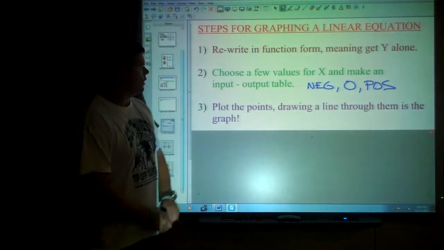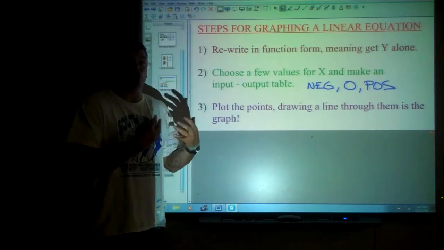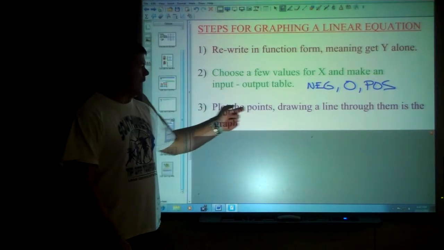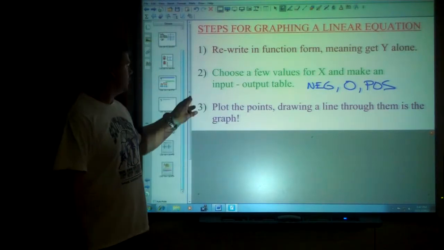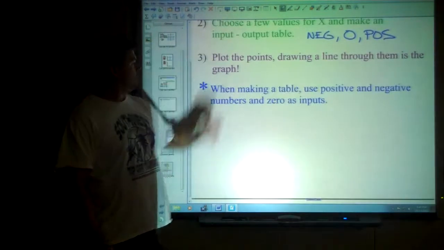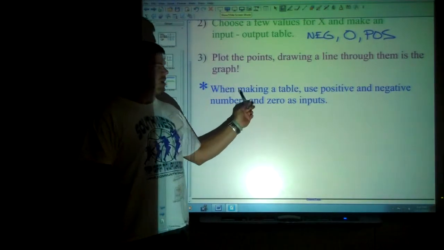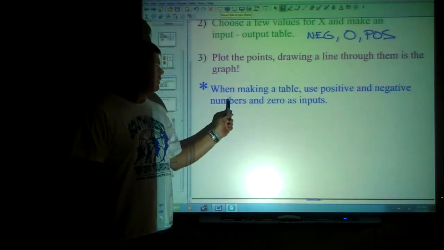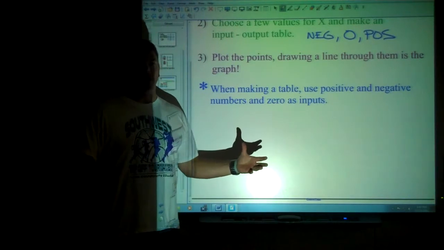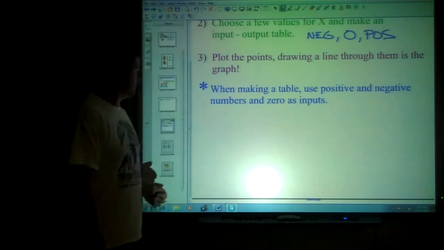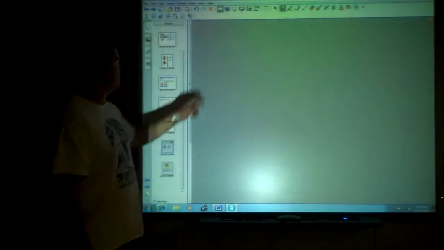Step 3, once you've made this input-output table, it creates coordinates. Graph those coordinates and draw a straight line through them. That's your graph. That's all you got to do. All right? When you're making this table, as I mentioned before, use positive and negative numbers and 0 as inputs. You can make 10 inputs if you want, but you got to have a minimum of 3. Making a minimum of 3 is a really good idea.